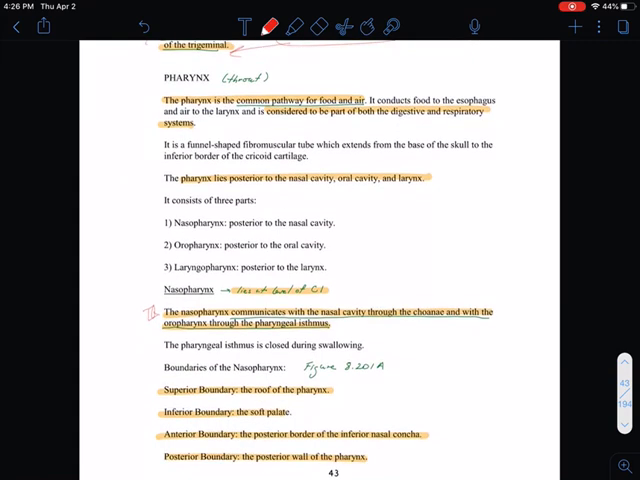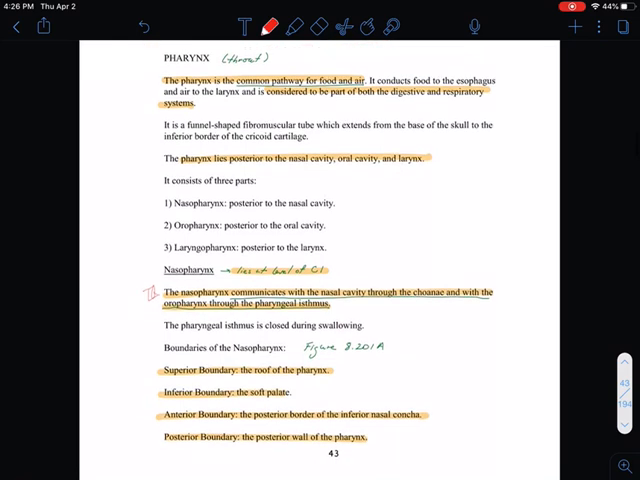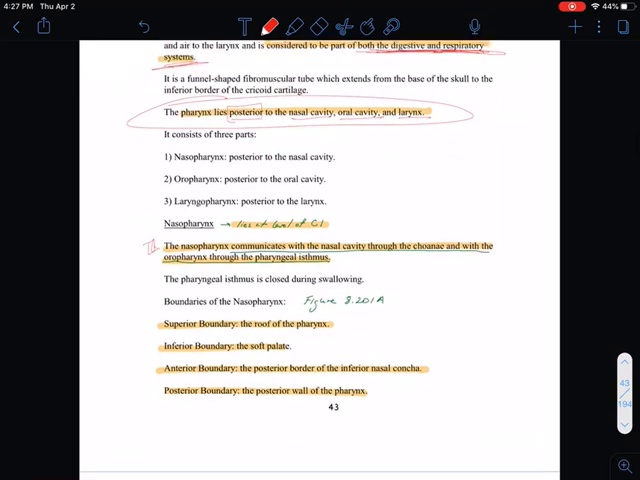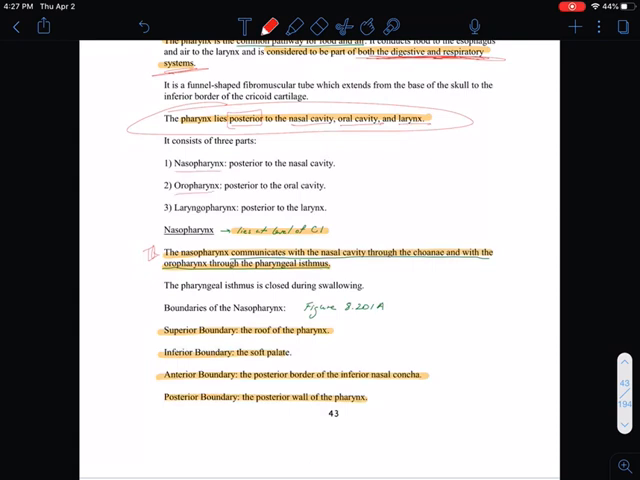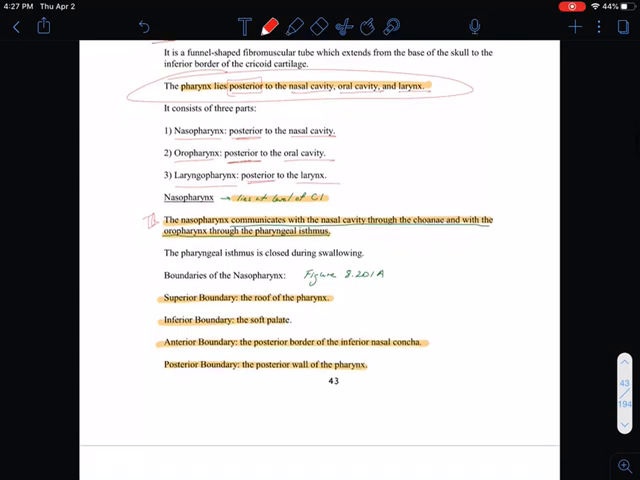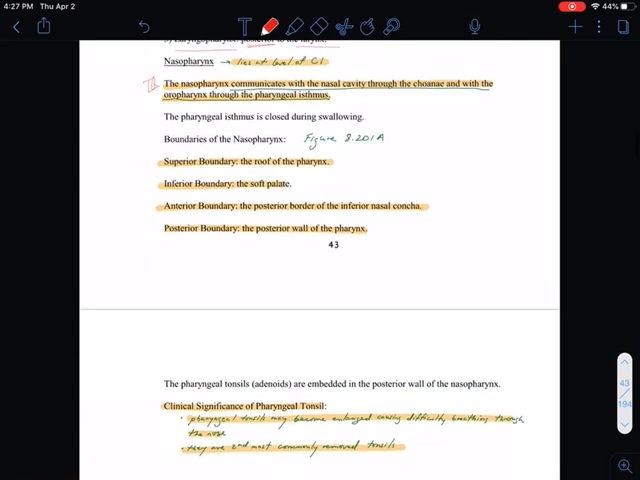Now we're into the pharynx. It's where you have your pathway for food and air. It's considered both digestive and respiratory. The pharynx will lie posterior to the nasal cavity, oral cavity, and larynx. It consists of 3 parts. So your pharynx has a nasopharynx, oropharynx, laryngopharynx. They're all straightforward. Nasopharynx is posterior to the nasal cavity, oro, posterior to the oral cavity, and then laryngo, posterior to the larynx. We'll dig into each one of these guys.